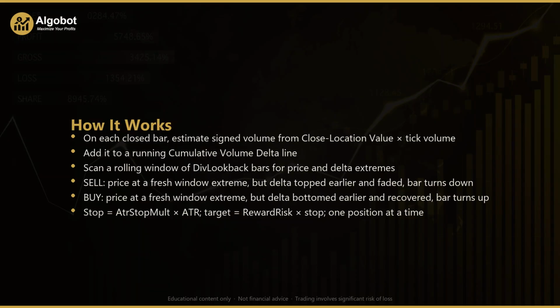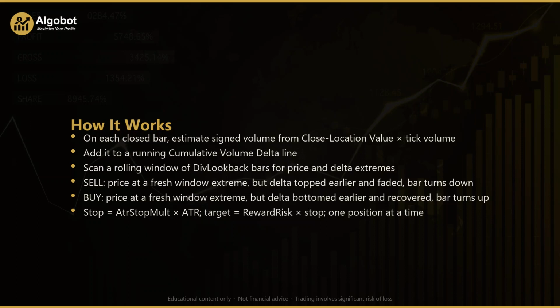Let's walk through the mechanics step by step, exactly as the code executes them. The expert advisor works on closed bars only, so it acts once per completed candle rather than on every tick. That keeps its signal stable. When a bar closes, the strategy first estimates that bar's sign volume. It calculates the close location value. It takes the distance from the close to the low, subtracts the distance from the high to the close, and divides by the total range.